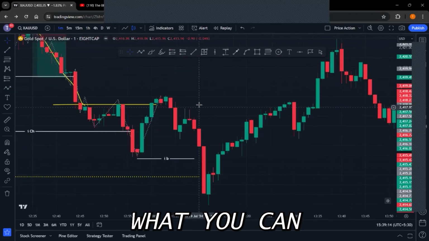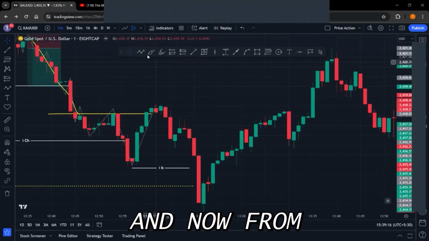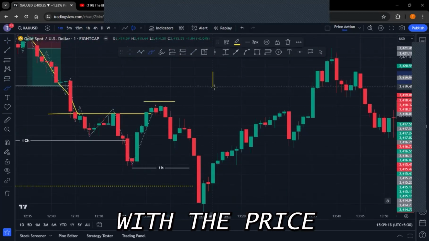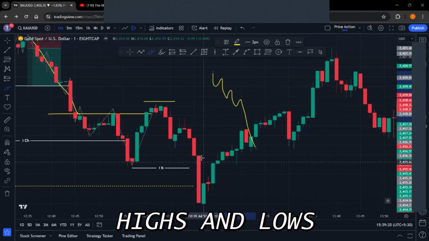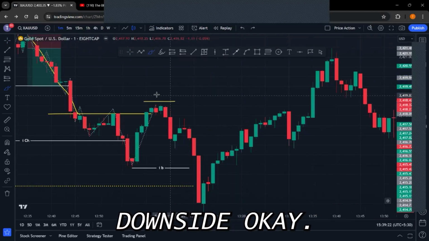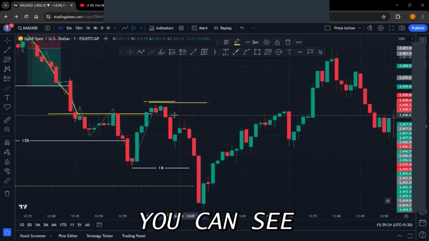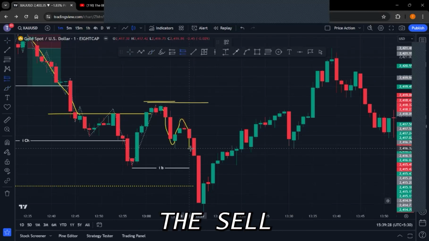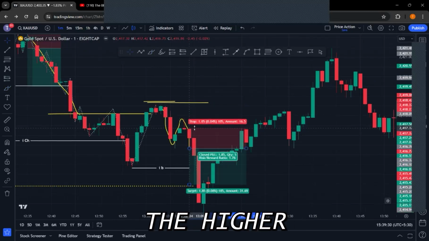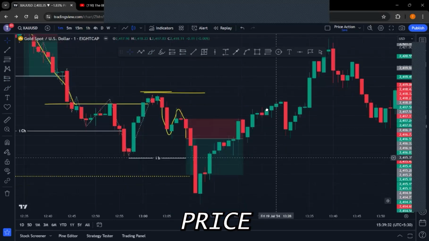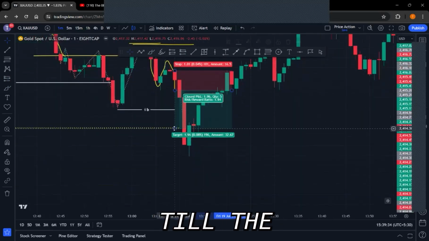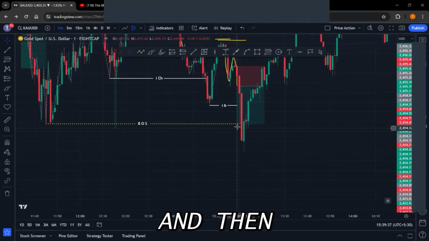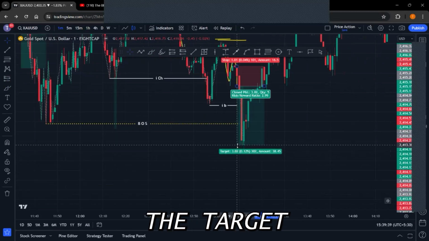So from here, what you can see is that the price created a support. And now from this point, if the price hits a resistance and creates a series of lower highs and lower lows, we'll be looking for downside. Okay, so price created, as you can say, resistance over here, and started creating a lower high, lower low. So this is where you take the sell opportunity, putting the stop loss on the high of the previous candle, and then targeting till the external liquidity over here, and then, if you can hold the target, till 1:3.